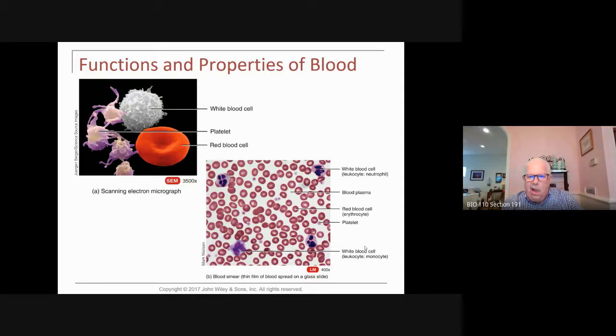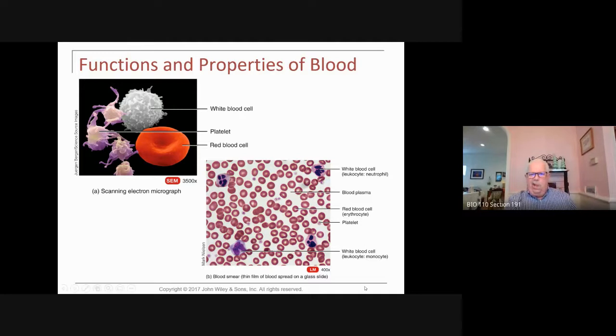On Thursday, not only will we talk about PowerPoint assignments, we're also going to talk about blood smears. It's going to be a chance for you to understand what a blood smear looks like. It'll be the lab section of this class for the hematology. So that's important. We'll talk about this blood smear more on Thursday.